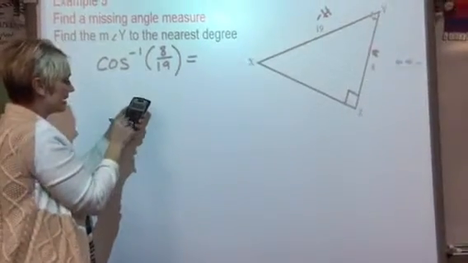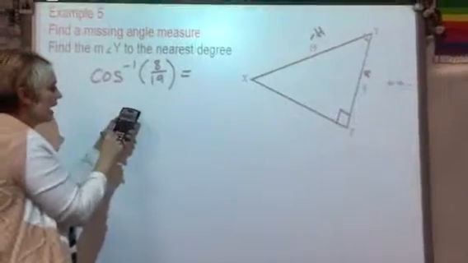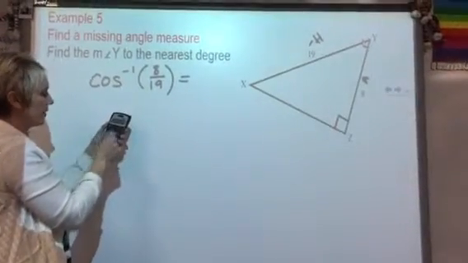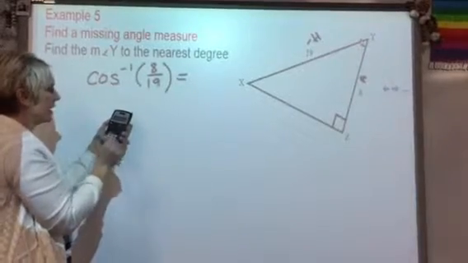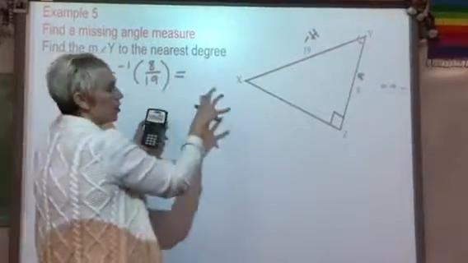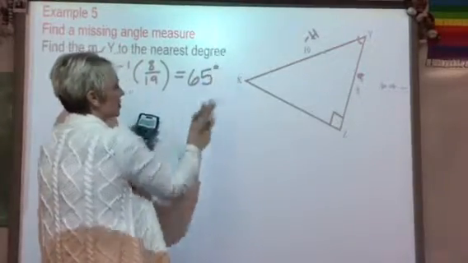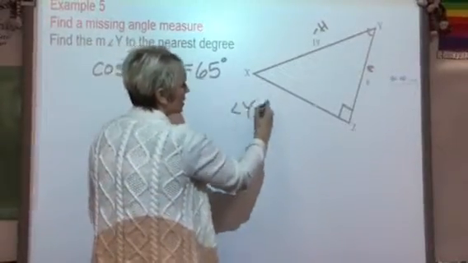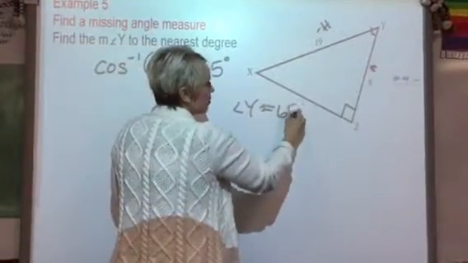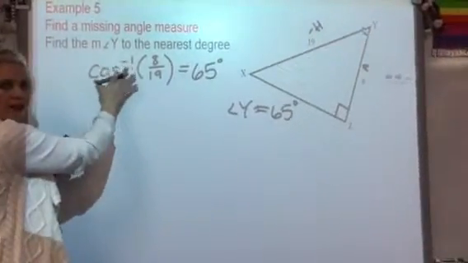So you type in second cosine, because I want the inverse of cosine, and then I just put 8/19 in with my division key, and you can use your ABC key, whichever one is fine. And then when you hit equals, we're going to round to the nearest whole degree. So this is going to be 65 degrees. So I know then that angle Y is 65 degrees. So you can find a missing angle if you use inverse sine, cosine, and tangent.